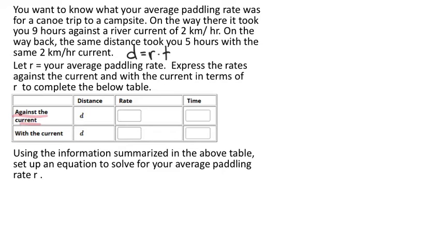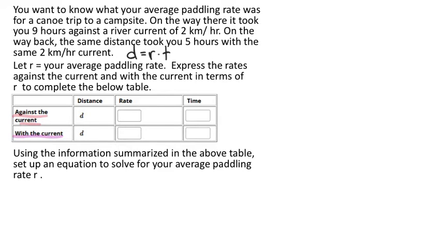Okay, so here's something else that we know about these two. Whether you're going against the current or with the current, the distance is the same. They didn't say that the distance was ever different on this. It's the same trip, just one is with the river current, the other is against the river current.